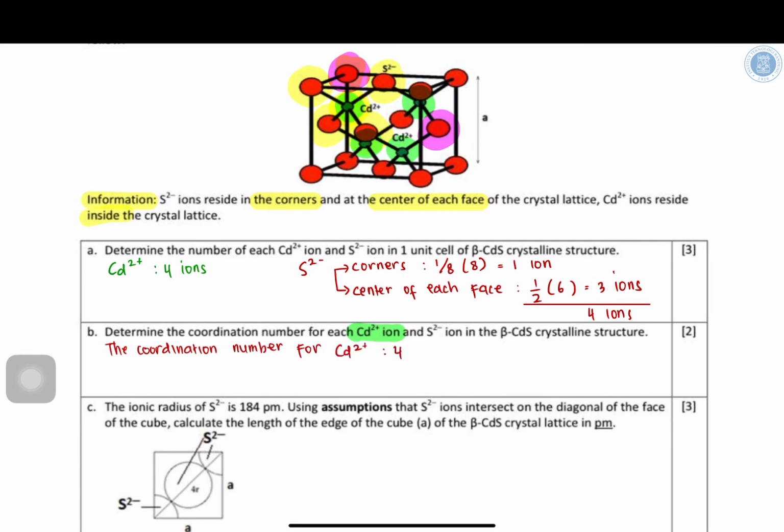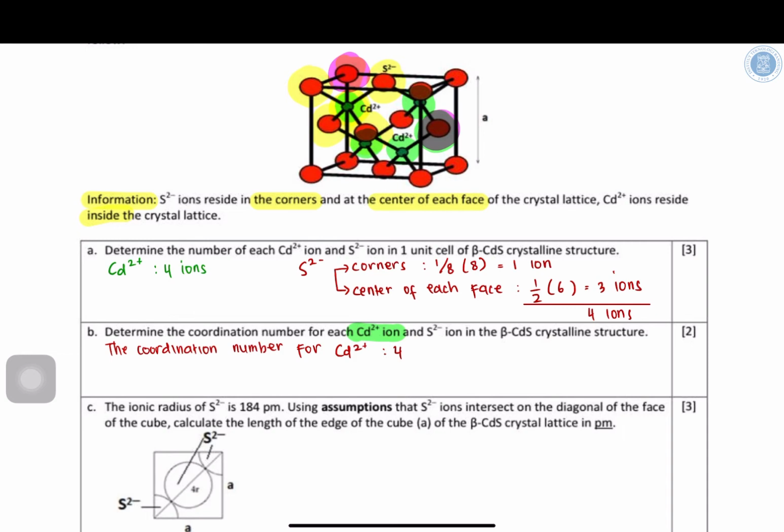And then the next one is determining the coordination number of the S2- ion. So we are going to calculate how many ions surround the S2- ion at the closest distance. So for example, let's take a look at the S2-, for example, this one.